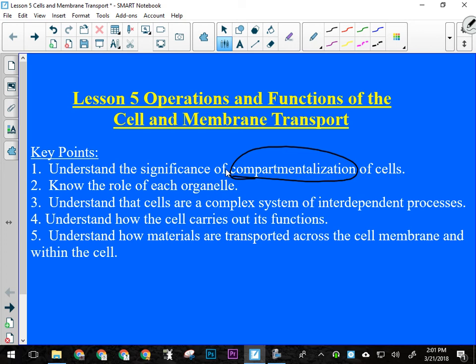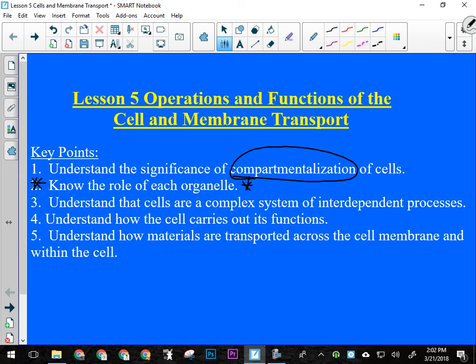Okay, we have to know the role of each organelle. That's going to come into play when you have your quiz tomorrow. Tomorrow you will get a diagram of the cell, and the questions will be, give me the name and function of the following numbers. It could be like 1 to 12. Maybe I only ask you for half of them.